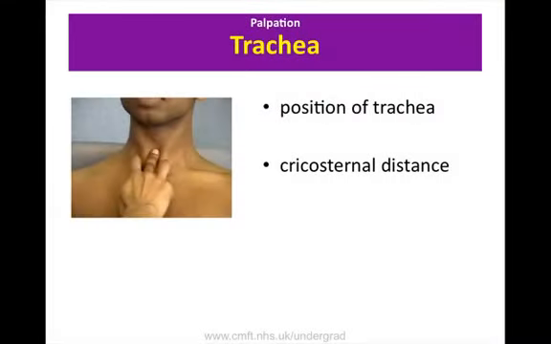Now check the cricosternal distance. This is the distance between the cricoid cartilage and the suprasternal notch. It is usually 3 or more fingers' breadth and is shortened in hyperinflation.